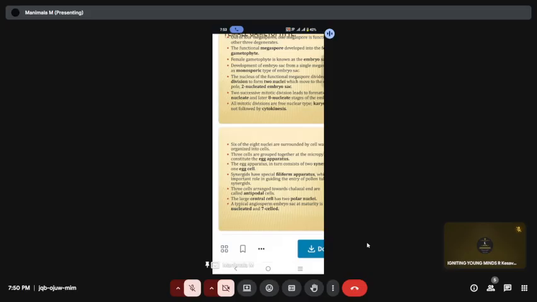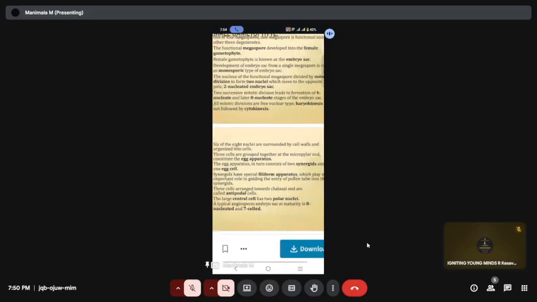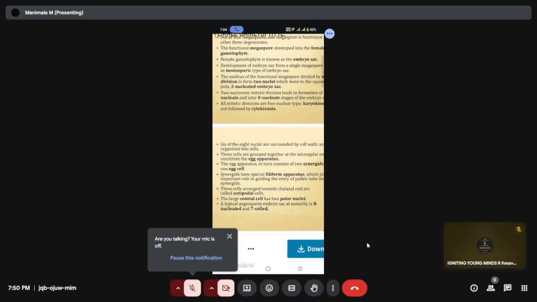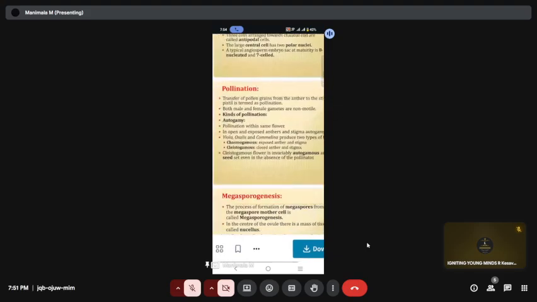In the upper region we have 3 antipodal cells, and in the lower region we have 2 synergids along with one egg, forming the egg apparatus. In the center we have 2 polar nuclei. In the synergids we have a filiform apparatus. With the help of the filiform apparatus, the sperm, the male gamete, is guided to the egg inside the female. So this we have discussed.